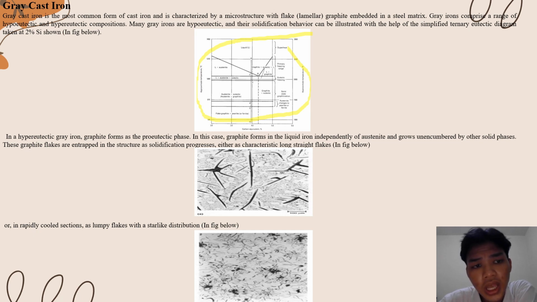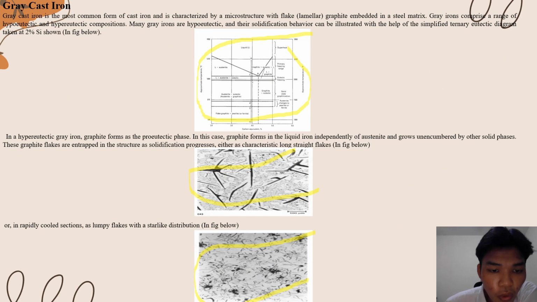It is shown in a hypoeutectic gray iron that graphite forms and the proeutectic phase in this case, graphite, forms in the liquid iron in the presence of austenite and grows uncoupled by other solid phase. The graphite flakes enter into the structure as solidification progresses, either as characteristic long straight flakes or invariably coalescing as lumpy flakes with a starlike dispersion.